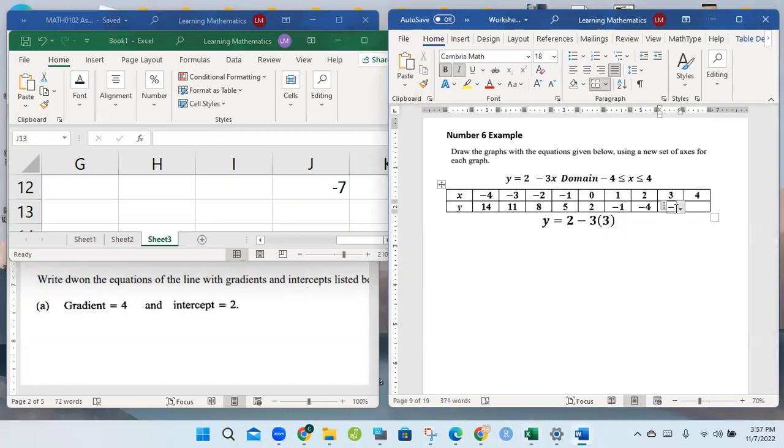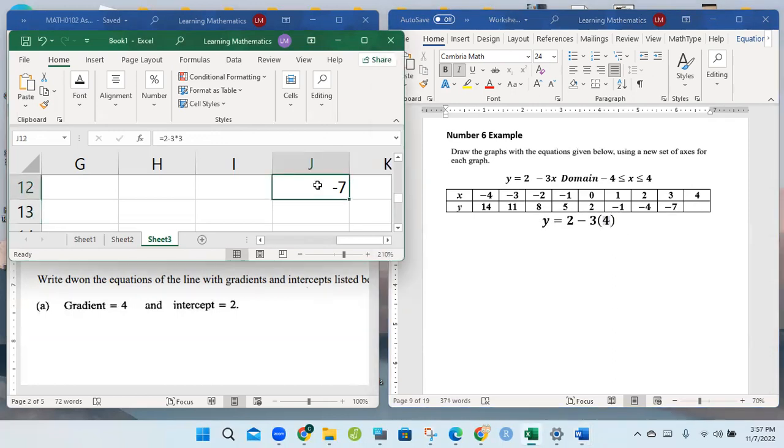And finally, we are going to put 4. If we put 4, x increased by 1, so y is supposed to decrease by 3. -7 subtract 3 should give us -10. So if we put 4, it's supposed to get -10.